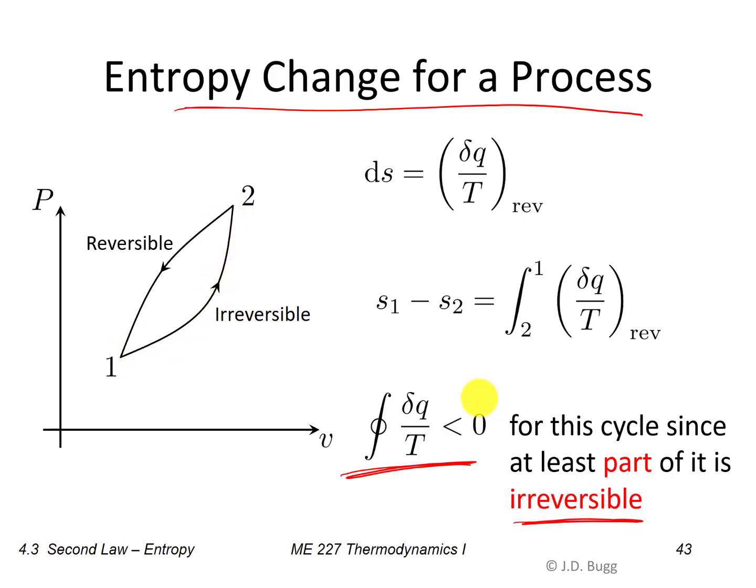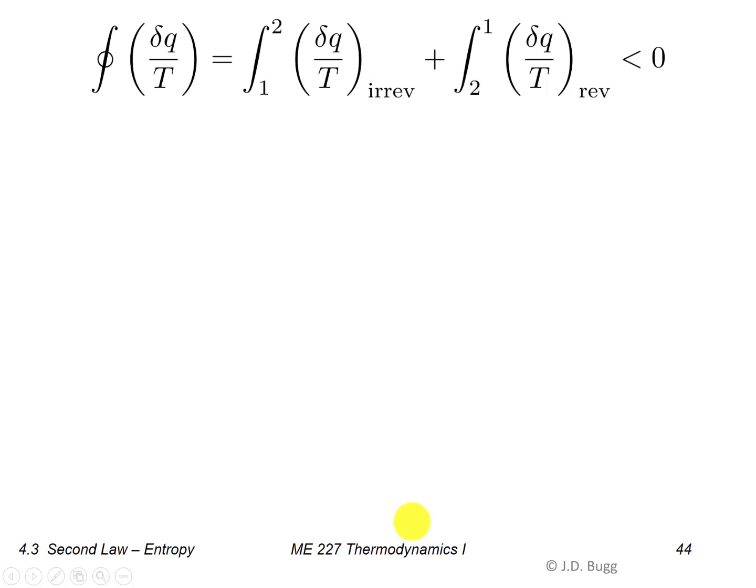So we know if we evaluate this around this entire cycle, it's going to come out to something less than 0. That's what we did when we developed the Clausius inequality. We showed that that was true. So let's continue to look at this little cycle. We want to evaluate the integral delta Q over T around the entire cycle.